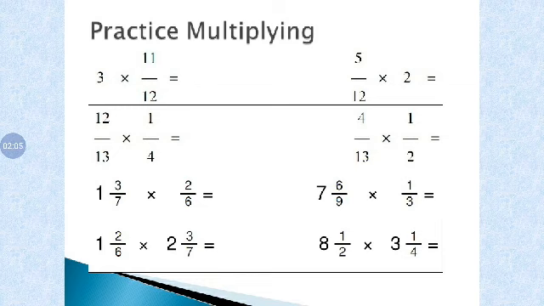So next one, 1 3 by 7 into 2 by 6. The mixed fraction, convert it to an improper fraction. 1 times 7 is 7. 7 plus 3 is 10, so 10 by 7 into 2 by 6. So already you know that.